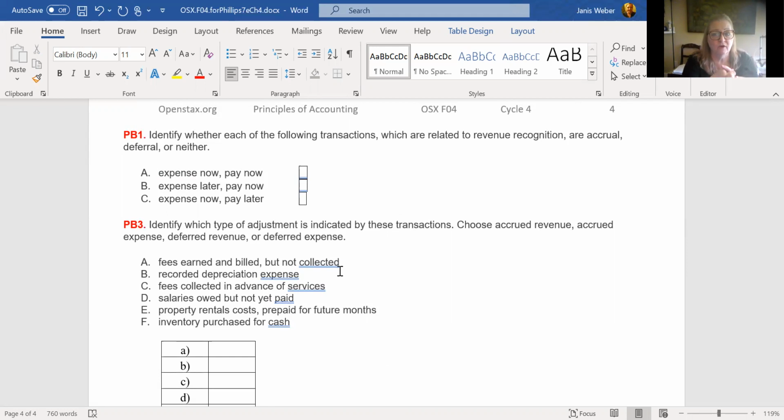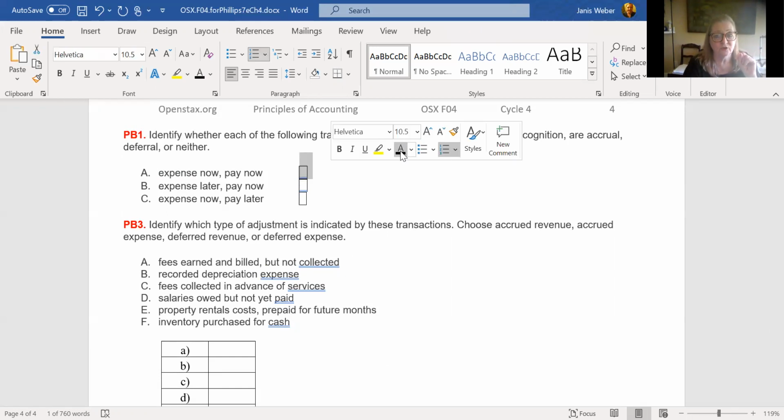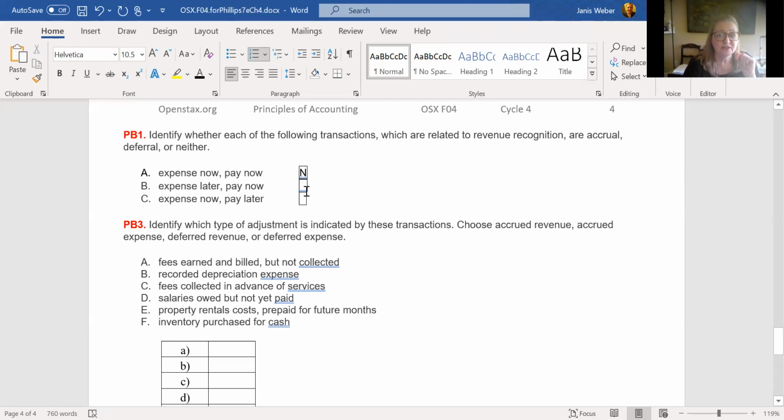So these are transactions regarding, it says revenue recognition, but it really is about expense recognition, accrual, deferral, or neither. If you have an expense now that you pay now, that's neither an accrual nor a deferral. And if you have an expense later that you pay now, the cash already moved, then that is going to be a deferral, deferred expense like prepaid insurance or supplies. Expense now and pay it later, that's an accrued expense.